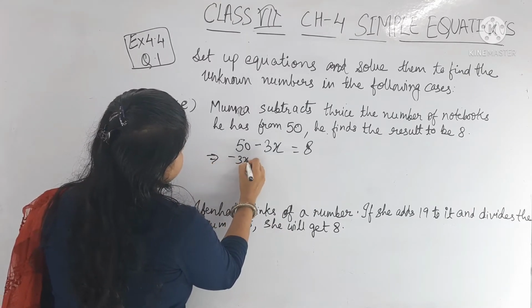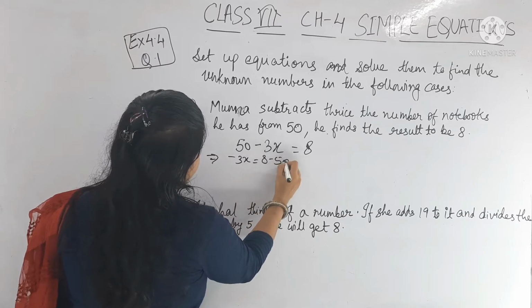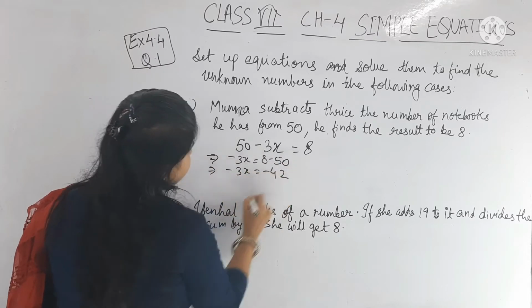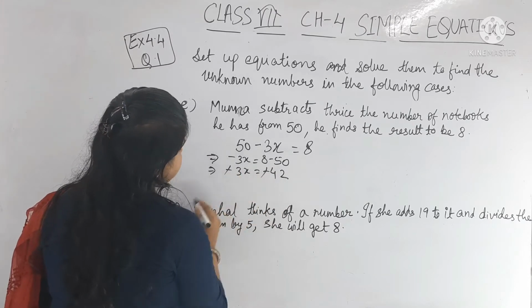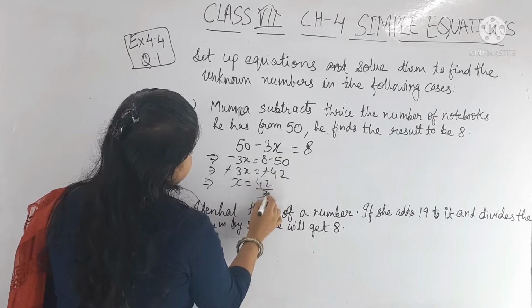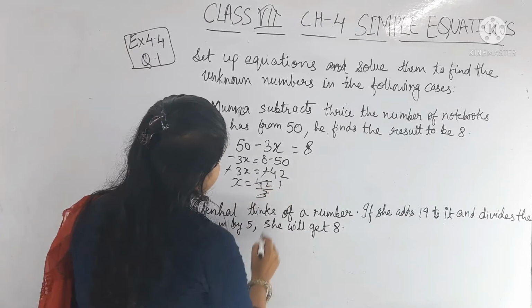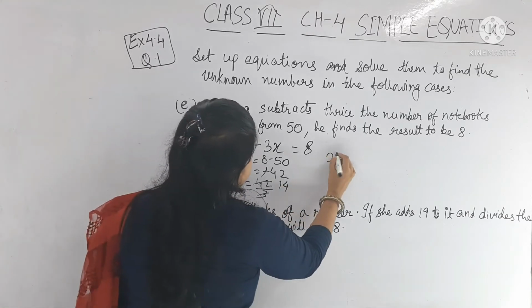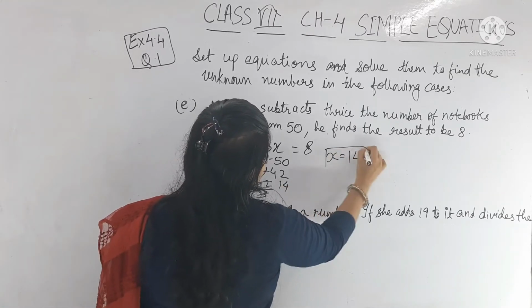So minus 3x equal to 8 minus 50. I am getting here minus 42. Minus minus will be cancelled. x equal to 42 divided by 3. 3 ones are 3, 3 fours are 12. So x equal to 14 I am getting here.